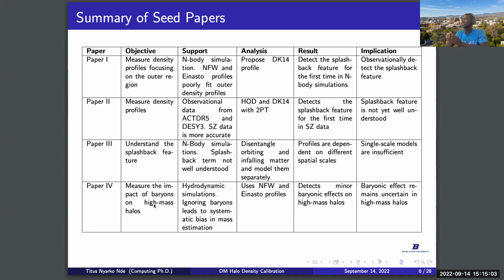And then paper 4. All the 3 papers I've mentioned above assume that they are using dark matter only models. That is to say, they assume a halo is made up of only dark matter. Even though halos are dominated by dark matter, they are made up of baryons as well. So the last paper is focusing on baryonic effects. What if baryons have a significant impact on our density profiles? That is basically what they did. But they found that the baryonic effect on high mass halos is very low.